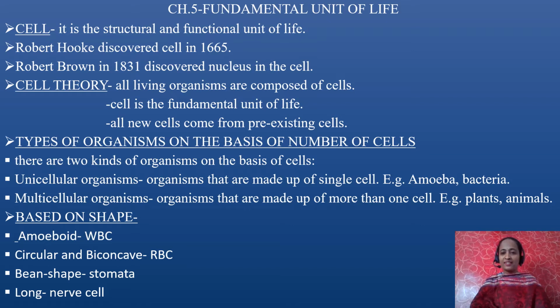Who discovered the cell first? Robert Hooke discovered the cell first in the year 1665. Robert Brown in the year 1831 discovered the nucleus in the cell. What is cell theory? There are three postulates in cell theory.